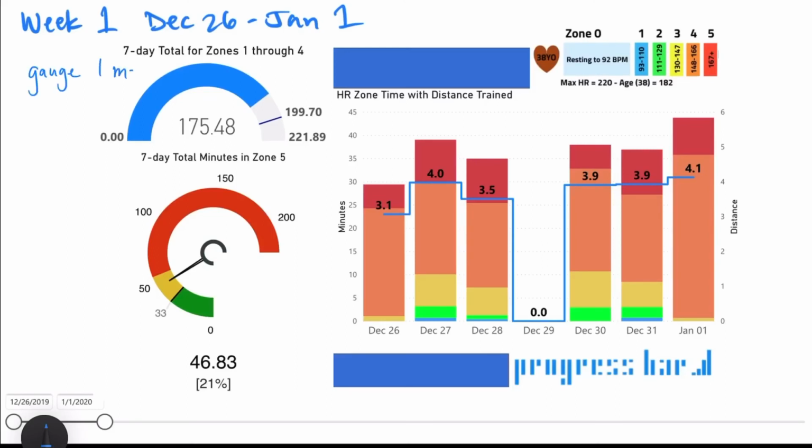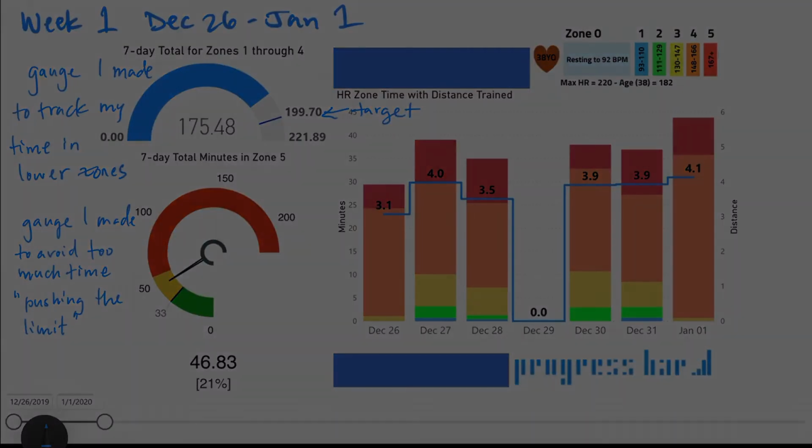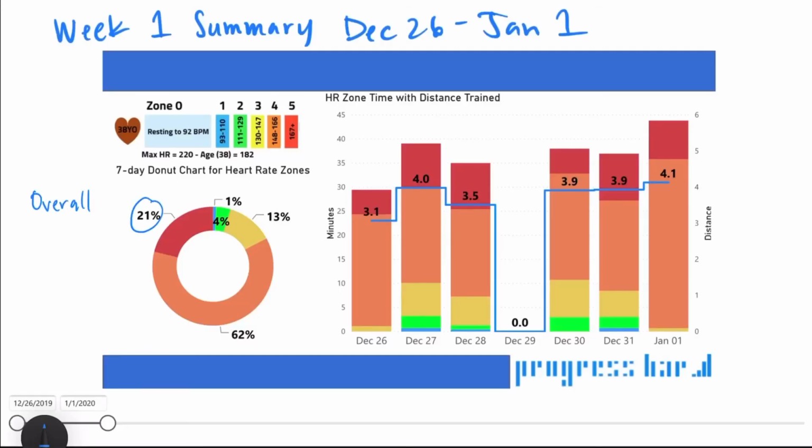Coming back to the dashboard that I made to track my total times over 7-day periods week by week, I made a couple gauges to track my total time for lower zones with targets for the lower zones and for zone 5. I made a red, yellow, and green gauge for zone 5 to avoid spending too much time over there. In the donut chart, I see the proportions of my time in the zones, and overall I want less time in zone 5. I ended up spending 21% of my moving time this week in zone 5.